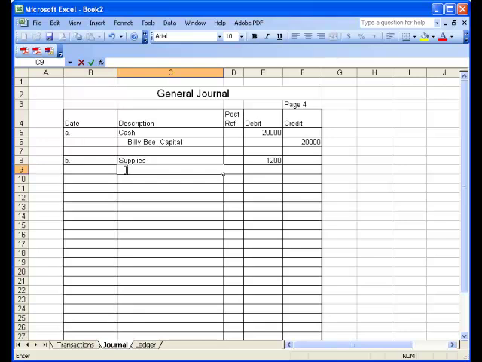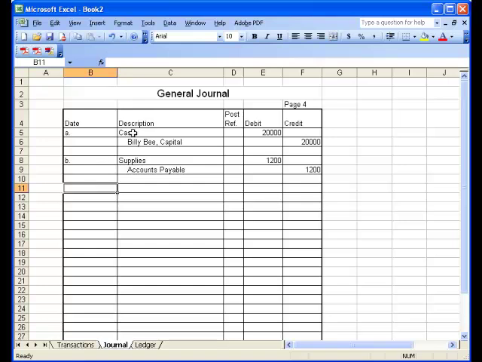We bought these supplies on account. And our account involved here is accounts payable, which is a liability. And from our rules, we know that liabilities are increased with credit entries. And so it makes sense that this would be a credit to our accounts payable for $1,200.